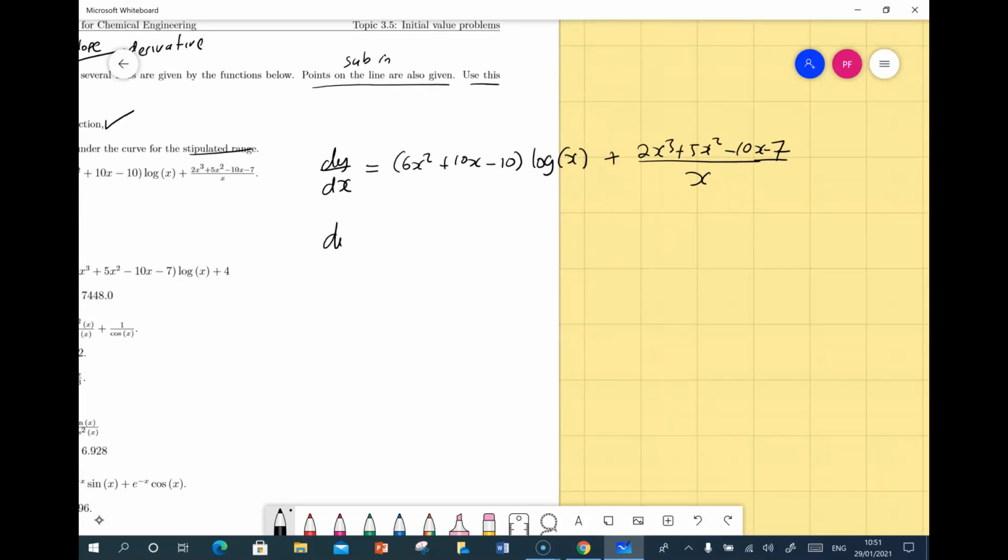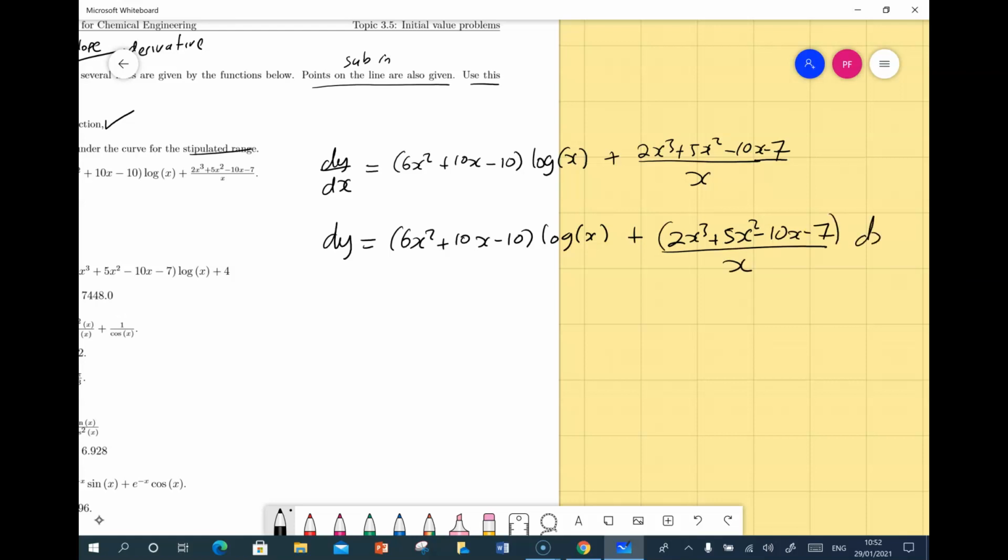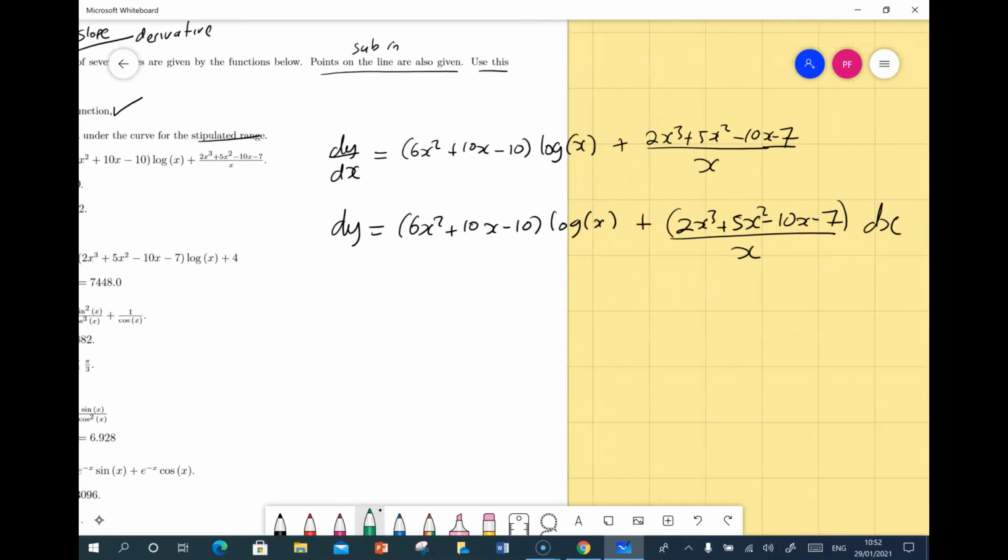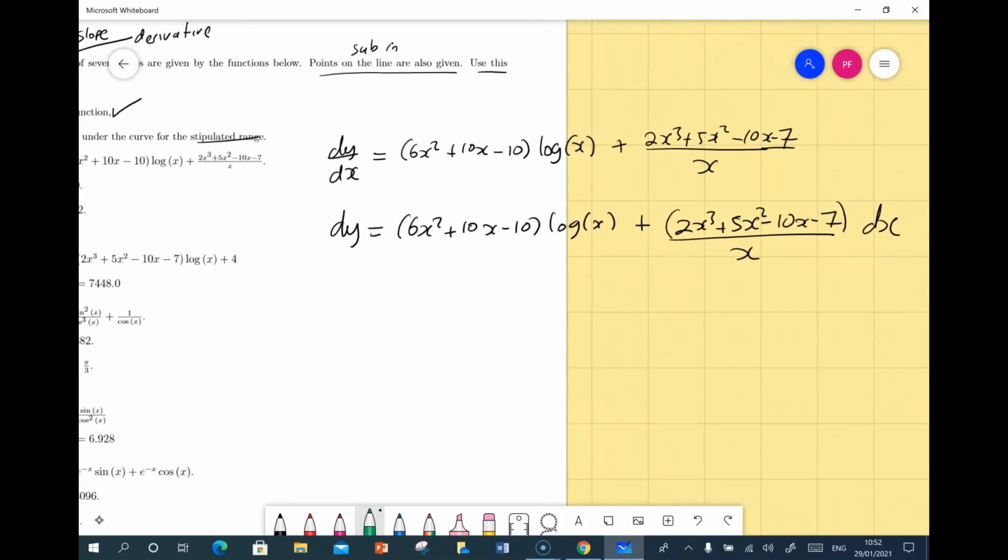So first, if I want to derive it, I've got to bring my dx over. So I have (6x squared plus 10x minus 10) times the log of x plus (2x cubed plus 5x squared minus 10x minus 7) all over x, and of course I've got my dx now on this side. And what I want to do to recover my function is get rid of my dy's. I want y's in terms of x's, so I integrate both sides. Now let's just talk about integrating. Integrating the left is easy. That's y is equal to.